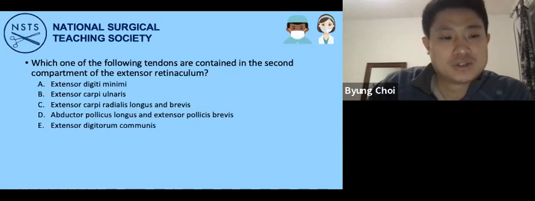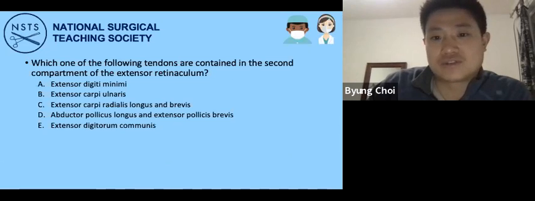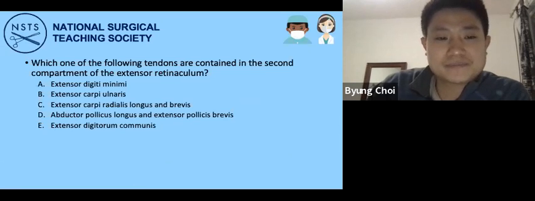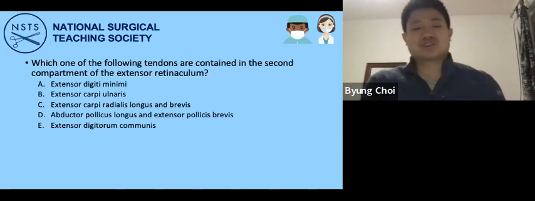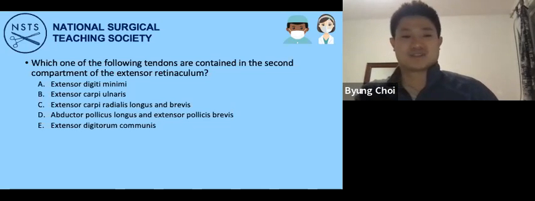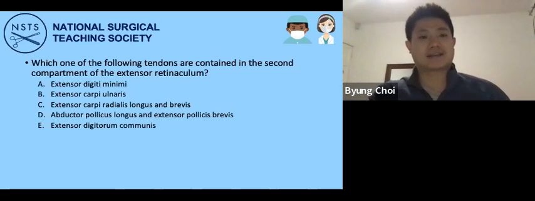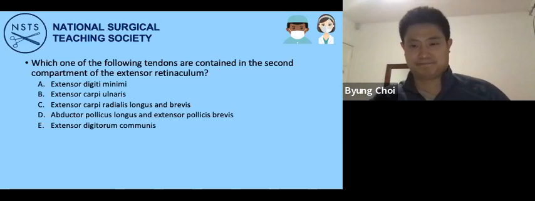So let's do one more question. Which one of the following tendons is contained in the second compartment of the extensor retinaculum? Okay, so A, extensor digiti minimi, B, extensor carpi ulnaris, C, extensor carpi radialis longus and brevis, D, abductor pollicis longus and extensor pollicis brevis, E, extensor digitorum communis.